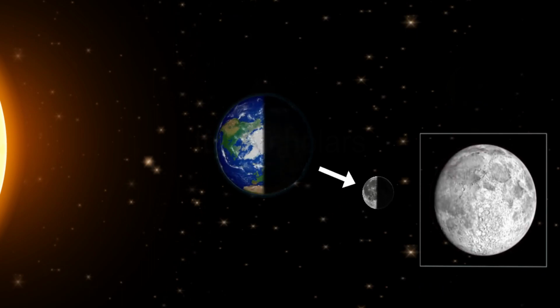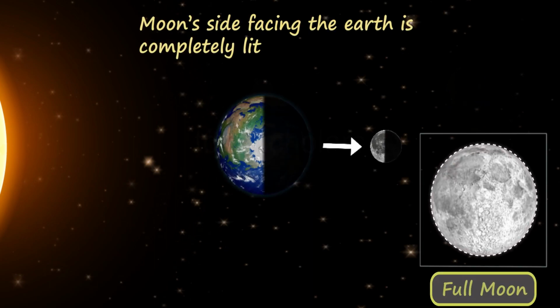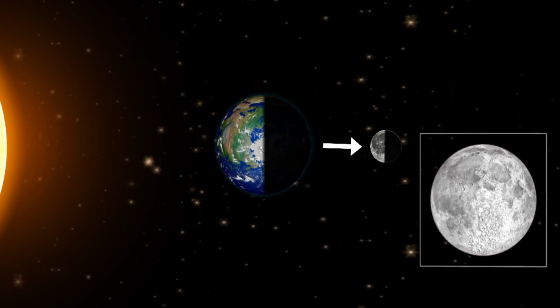The moon moves a little ahead and we see the full moon. Here the moon side facing the Earth is fully lit. It happens after every 15 days from the night of the new moon.